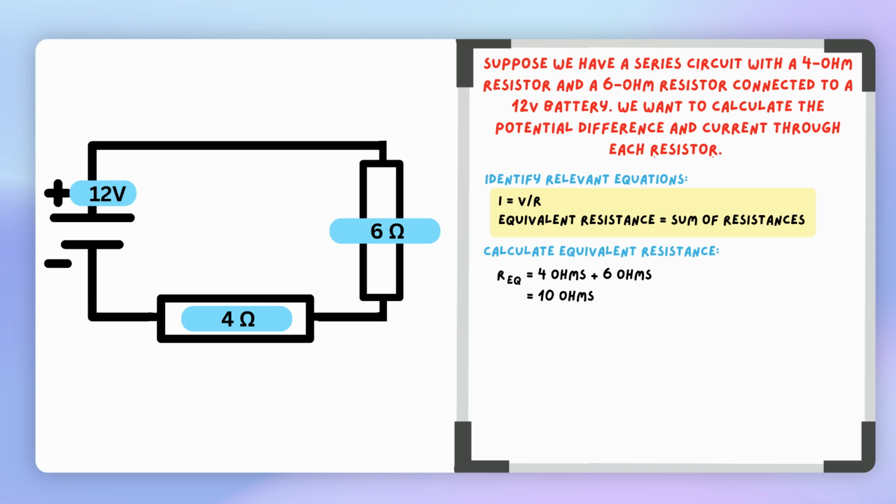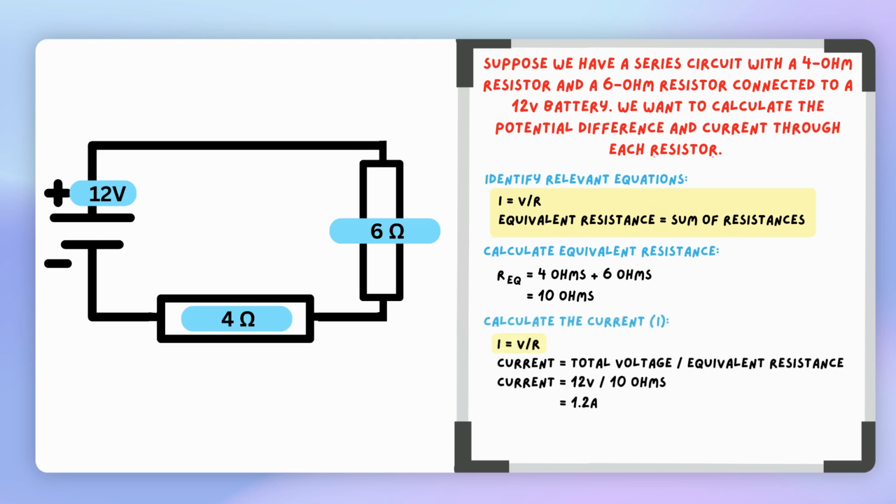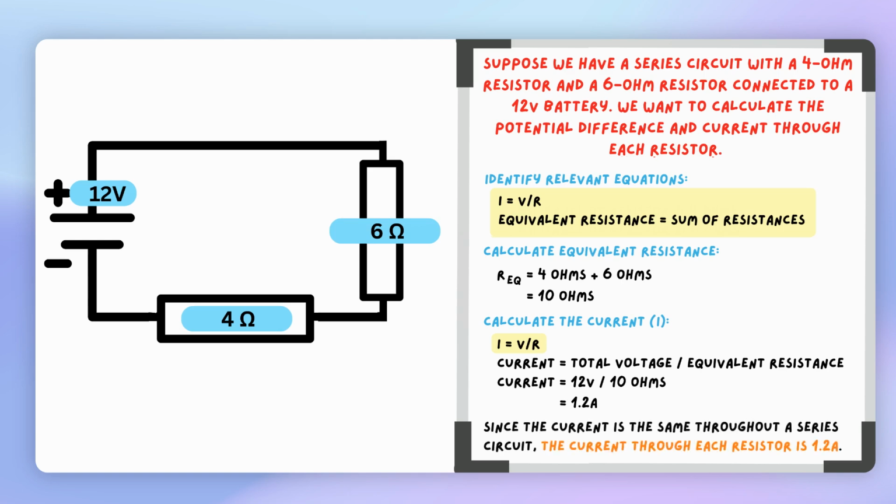Remember, this equivalent resistance conceptually replaces all resistors with one resistor. The current in this new circuit will be the same as the current in our original circuit. So the current in the circuit is equal to total voltage divided by equivalent resistance. This is 12 volts divided by 10 ohms, which gives 1.2 amps. Since current is the same throughout a series circuit, the current through each resistor is 1.2 amps.